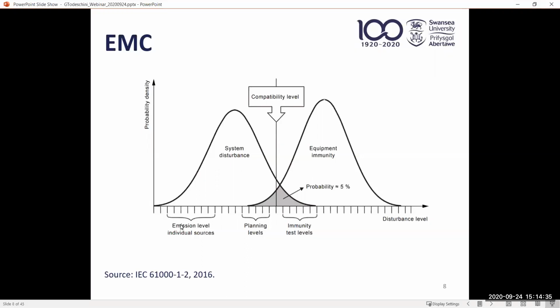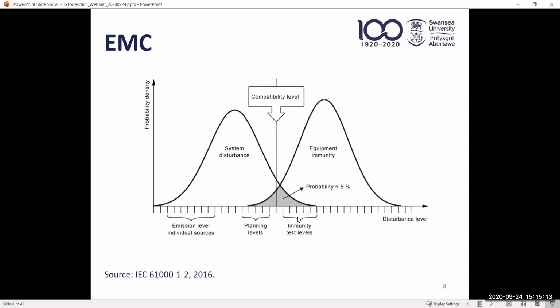Just a few other things to note in this graph. The emission of individual sources are generally small, but then they combine and they provide the system disturbance. Planning levels are the levels of disturbance where the system is expected to operate. And immunity level are the minimum immunity levels for the equipment. So you can see that in the practice, the immunity is above the test level and the disturbance is below the planning level.